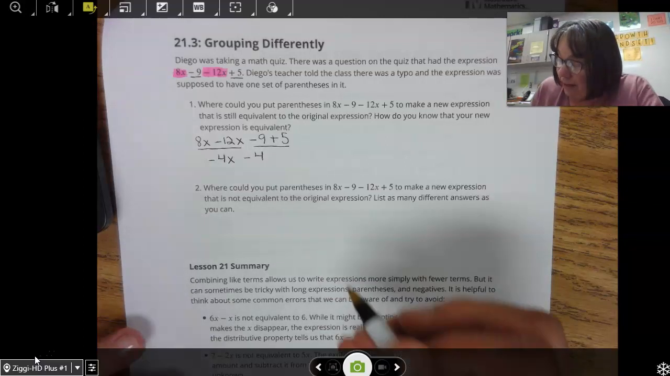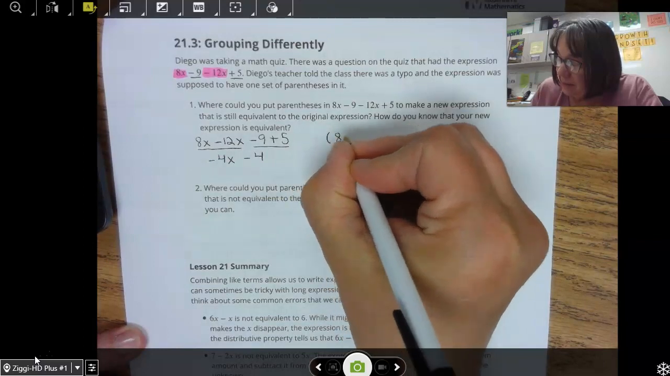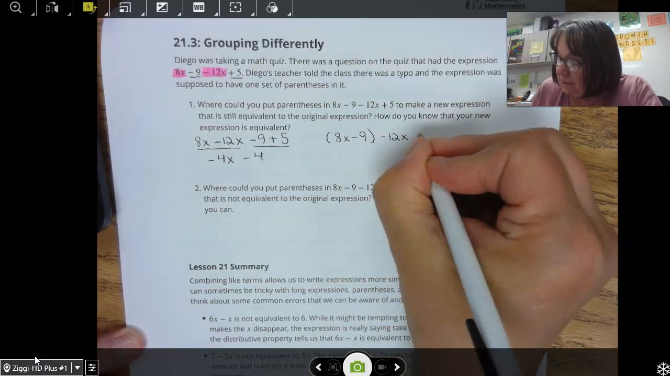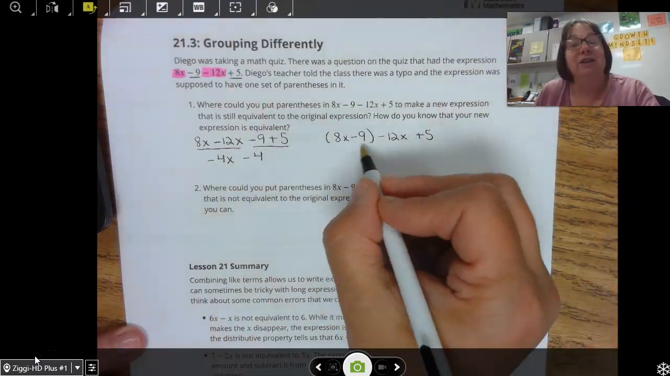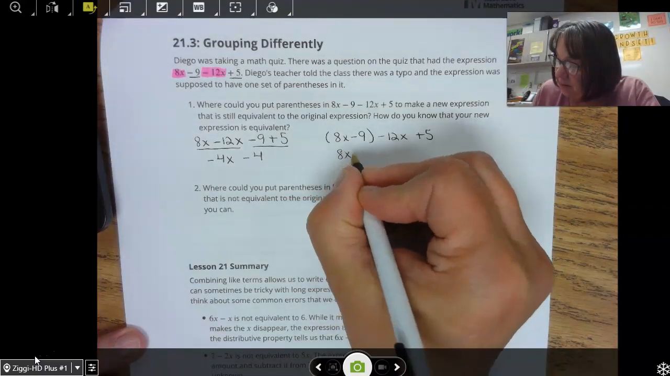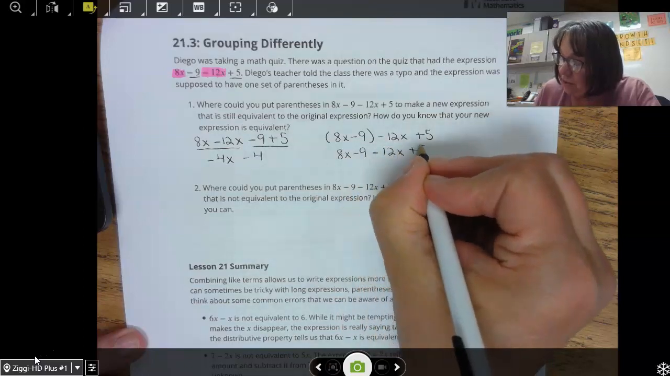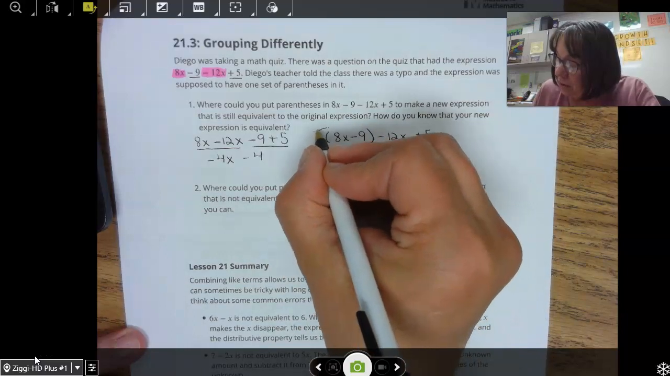So we could do that if we put our parentheses in the front. So if I do 8x minus 9 minus 12x plus 5, basically I didn't change anything. I can take these parentheses off and I have the same thing. So 8x minus 9 minus 12x plus 5, which is what I started with, so it would be equivalent. So this is one way you could have written it.